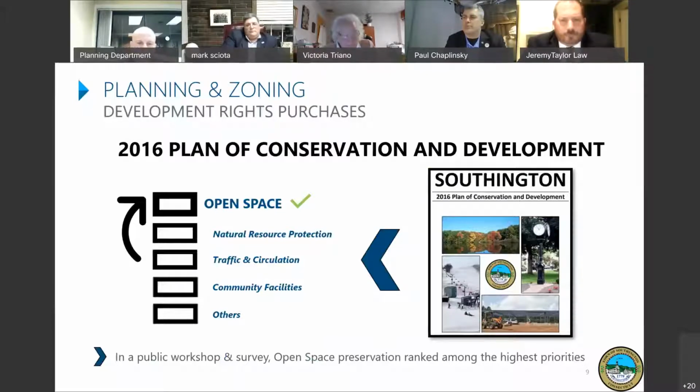came forward through those public outreach meetings, and participants judged the town open space as one of the top town attributes. In fact, they did rank priorities in that meeting, and open space was ranked as the highest priority goal over natural resource protection, traffic and circulation improvements, and other community facilities and infrastructure.